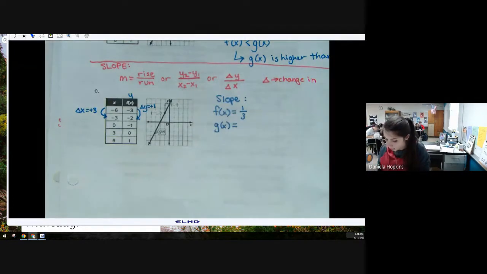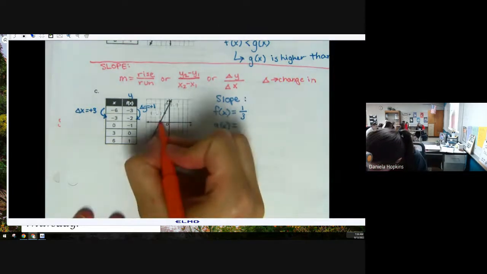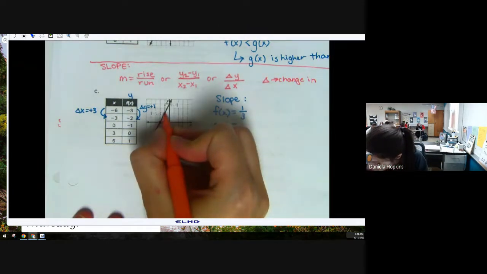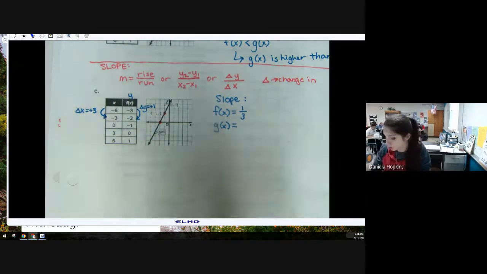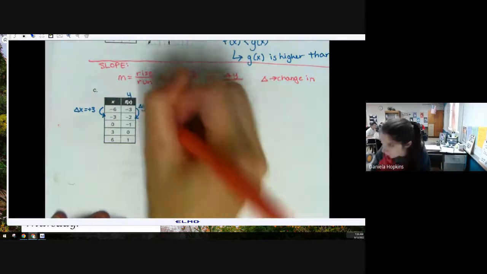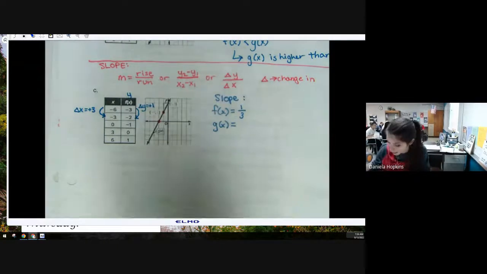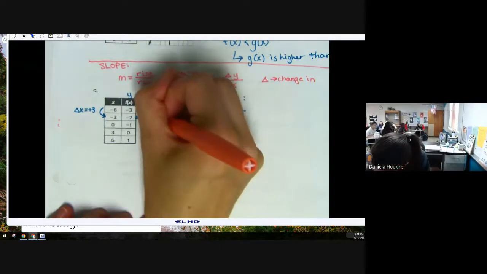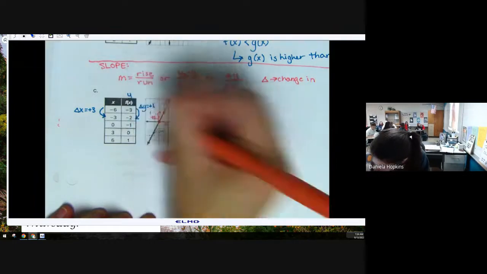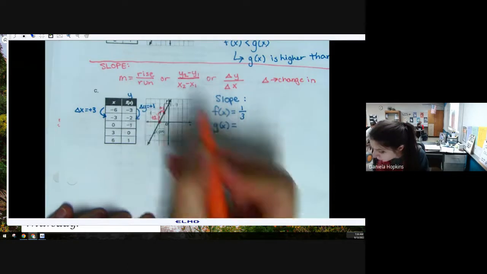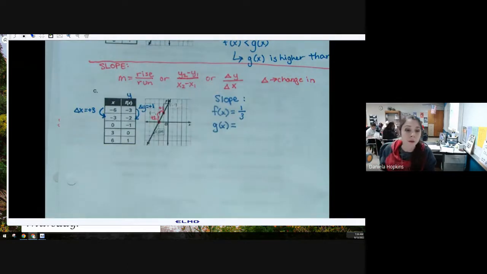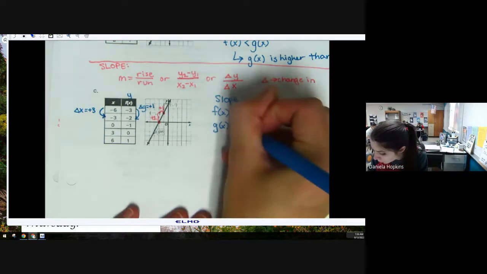From a graph, and I'll do this in pink just so. You're going to pick 2 points on the graph that actually run into the grid. And you're going to count up how it changes on the y and how it changes on the x. So here we're going to go up 1, 2. That's my rise. And then to the right 1, which is also a +1. So our slope would be 2 over 1 or just 2.